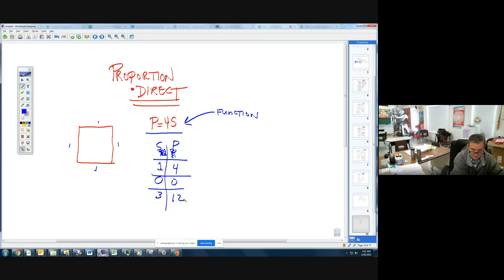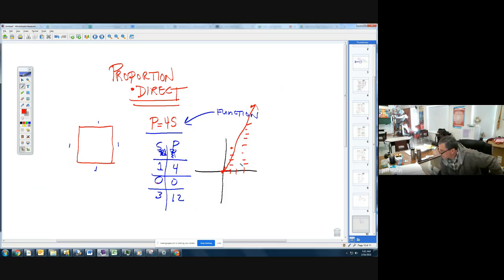So if I graph that, you're asking, what does this have to do with proportion and direct? Well, I'm getting to that here. I have 1, 4. Here's 1, 1, 2, 3, 4. Here's 0, 0. And here's 3, 12. 1, 2, 3, 4, 5, 6, 7, 8, 9, 10, 11, 12. It'd be way up here somewhere. Okay, now here is the deal.